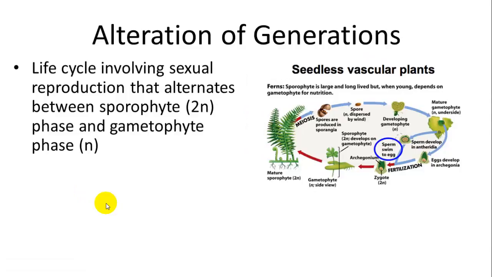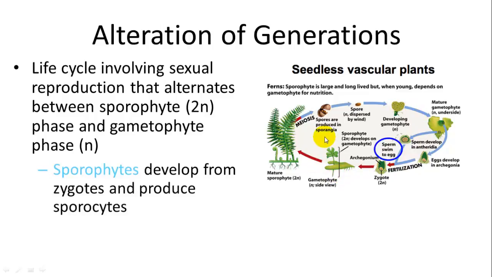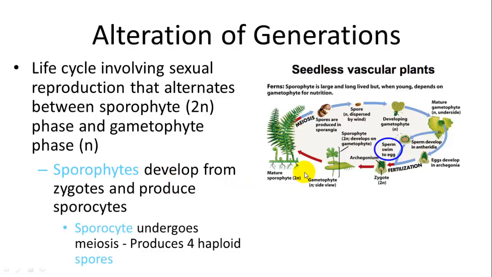Alright, so the alternation of generations then is a life cycle where you alternate between this haploid form, which is the gametophyte, and the diploid form, which is the sporophyte. So as a haploid, it can go through mitosis to form multicellular structures, and the same thing as a diploid. Sporophytes develop from zygotes. Okay, so here you have a zygote forming this sporophyte here, which then produces sporocytes, which go through meiosis to produce spores.